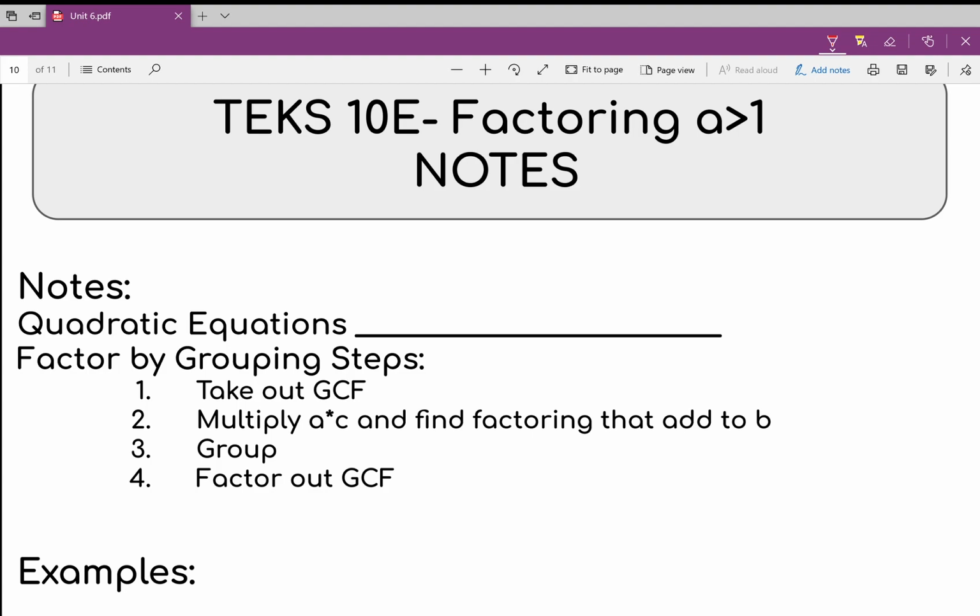Okay, so on the notes part, it says quadratic equations. Remember, the quadratic equation looks like ax squared plus bx plus c, where a, b, and c are coefficients. These are all numbers. Some of you were getting confused on the last quiz, and instead of putting the coefficient for a, b, and c, you were putting x squared, or x. So I just want to clarify that a, b, and c are coefficients.